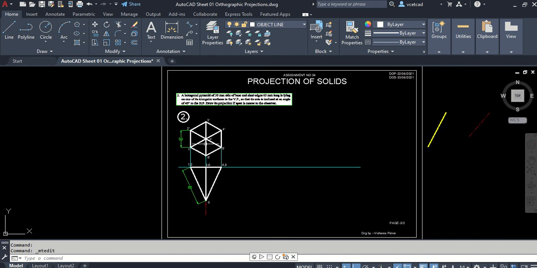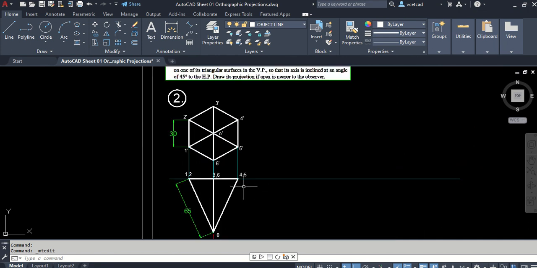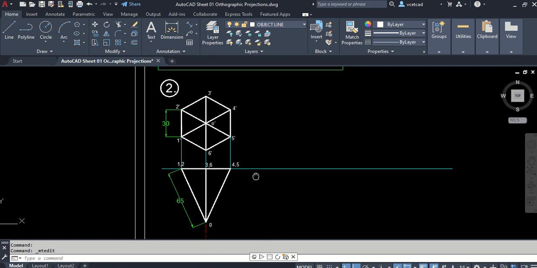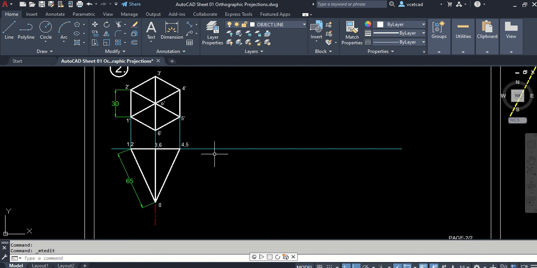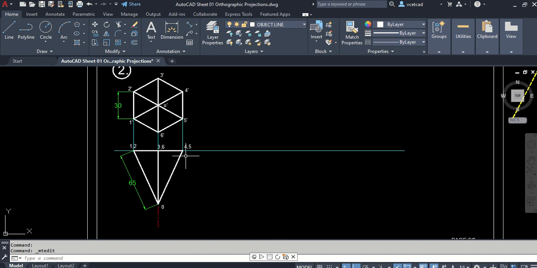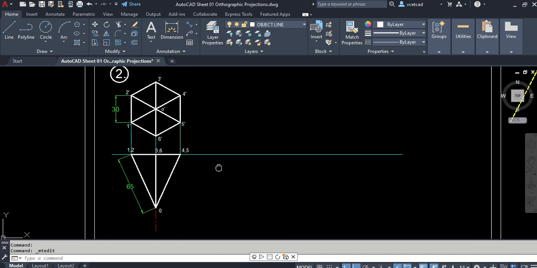Now in stage 2, this has to be rested on one of its triangular faces. This is the triangular face in the top view, and here you can see O dash, 4 dash, 5 dash. This is the triangular face on which the object has to rest. Now how to do that? We are going to tilt it completely so that it rests on edge O, 4, 5.